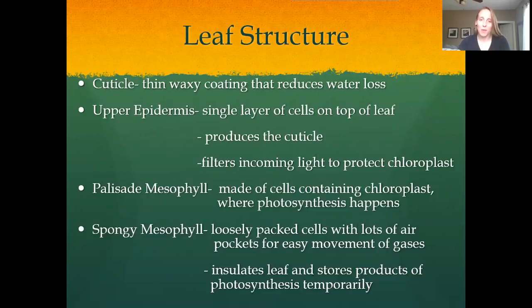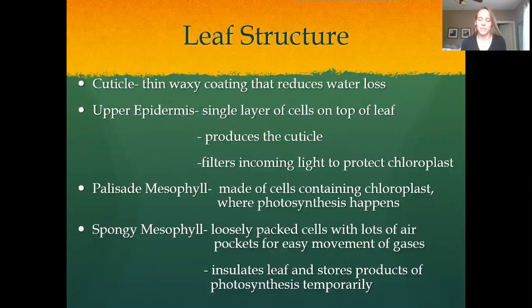And then the upper epidermis is right below that. It is just a single layer of cells on the top of the leaf. It is what actually produces the cuticle, so it secretes that waxy coating. It also helps to filter light that's coming in so that the chloroplast in the layer underneath doesn't get damaged from the UV radiation.